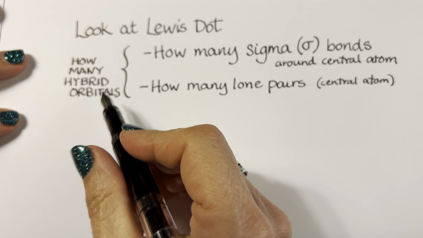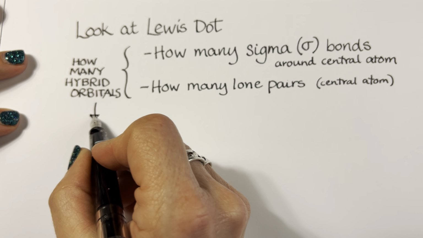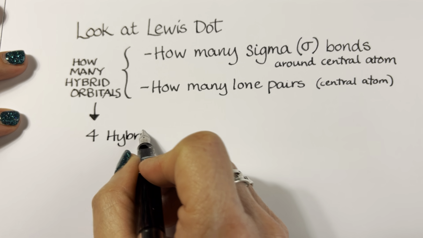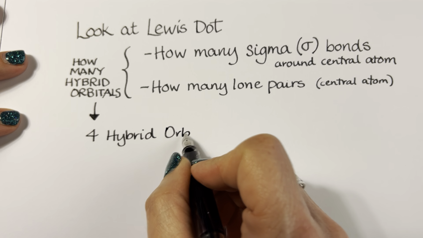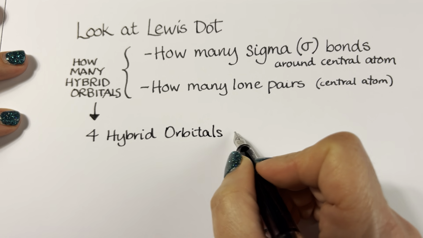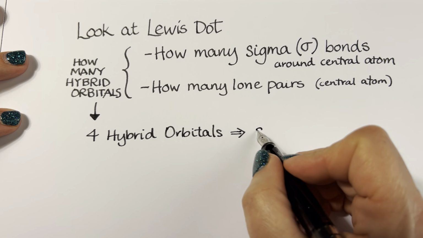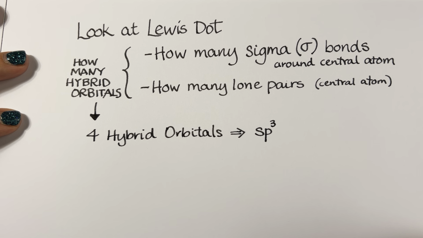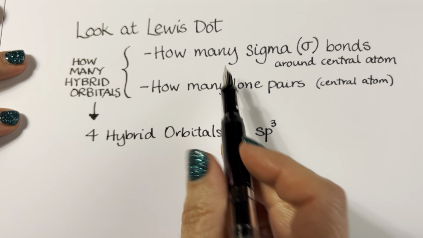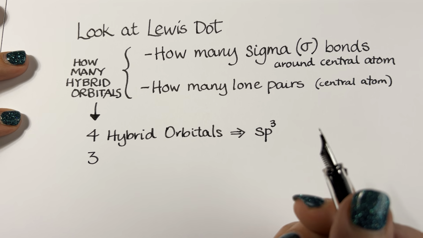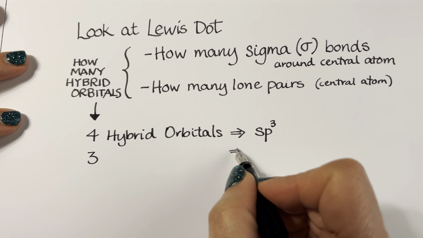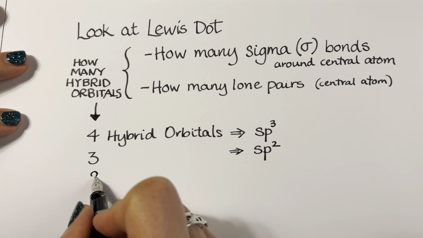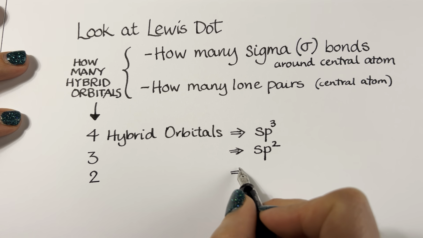Okay? And if you need 4 hybrid orbitals, if that is the answer to your question, that means that it is sp3 hybridized. If you add them up and it ends up you only need 3, then that means it's sp2. Or if it's 2 hybrid orbitals, then it's sp.